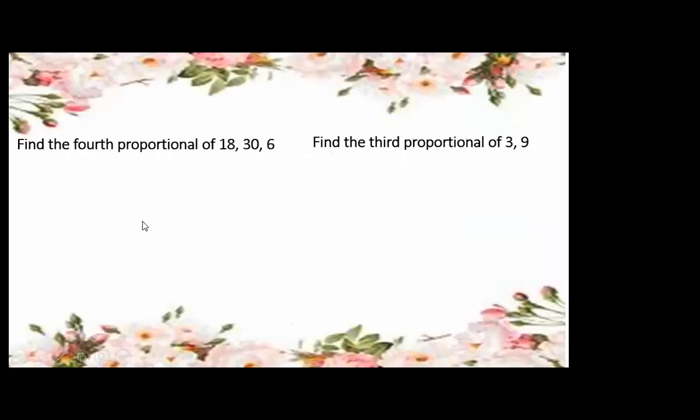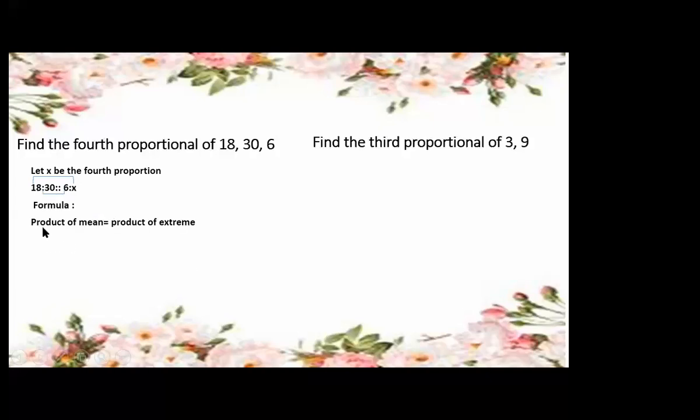Okay, so students, yesterday we found out what the fourth proportion and the third proportion are. For the fourth proportion, three proportions are given to you, and only one is missing. So I can write: let x be the fourth proportion. Then 18 ratio 3 proportion 6 ratio x.